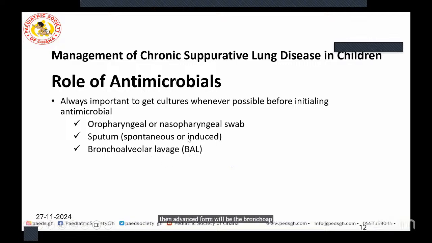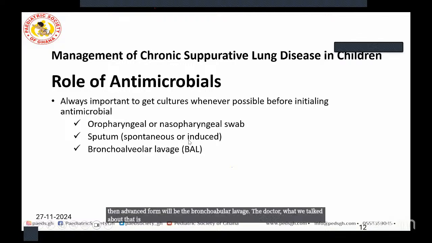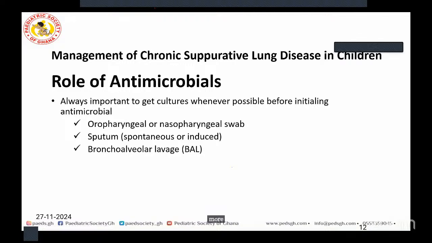that Dr. Wadu talked about. That is more going into the lungs to take a sample. It will give you a better sample, but it's an invasive procedure, and we don't have the expertise to do that more easily in Ghana.